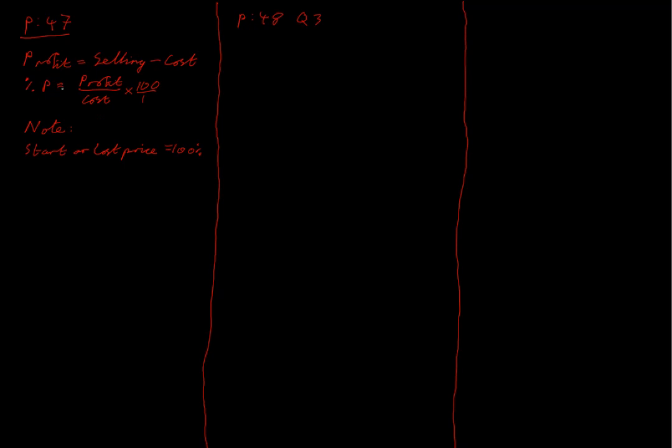Percentage profit is where we take our euro profit and we divide it by how much the thing cost us and turn it into a percentage by multiplying by 100/1. So this is the main formula we need to worry about today. This is what you already know from your day-to-day life. And a note for some of the more complicated questions, we're going to look at one in a minute. The start price or the cost price in a question is generally 100%. And I'll explain where that comes in a few minutes. For now, let's have a look at an example.